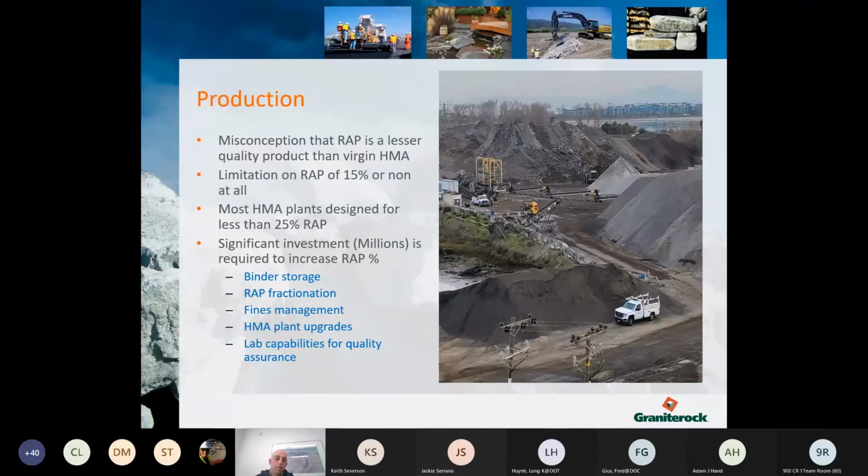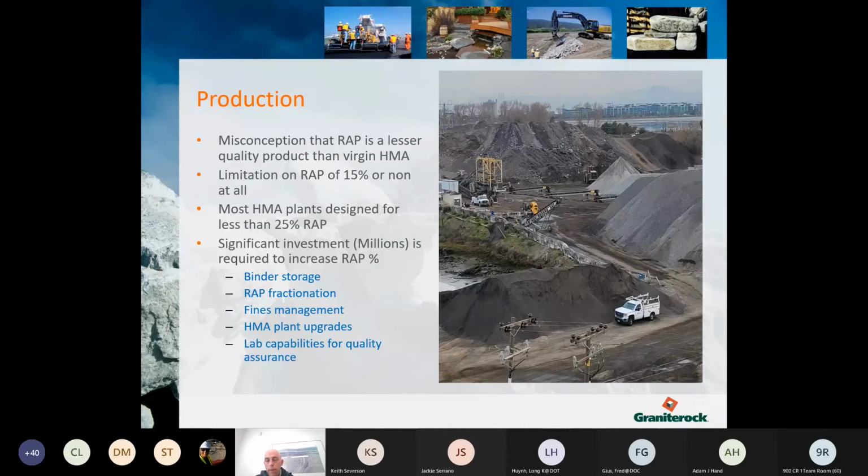You've got to start to manage your RAP, the fractionization, manufacture it into different sizes, which requires more land space, more bin storage, that kind of thing. The more RAP you put in a mix, the more fines you create. The more fines you have, the more difficult and challenging it is with air voids and VMA.